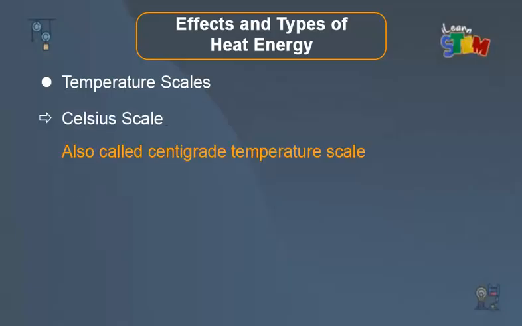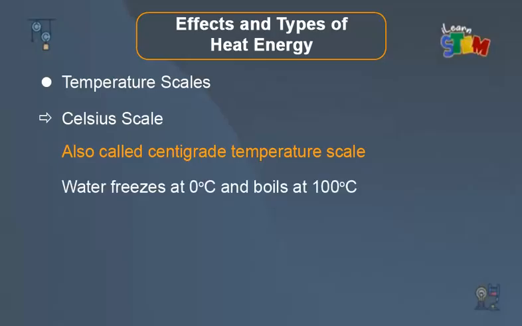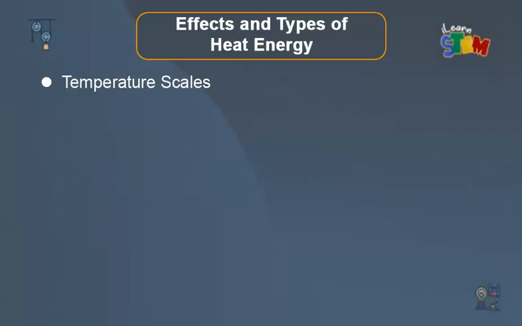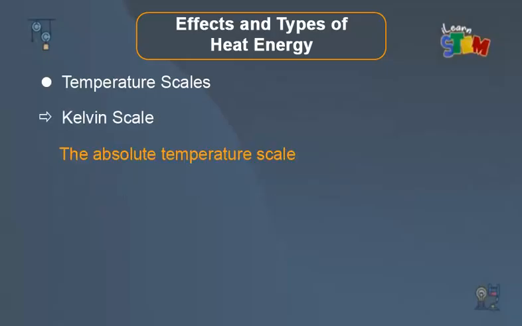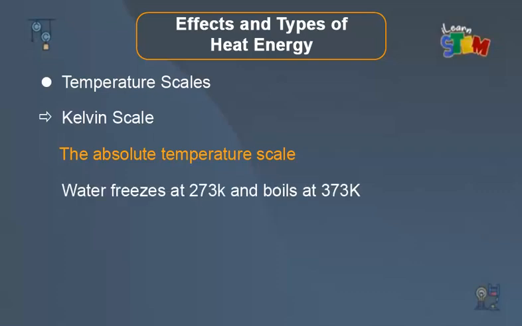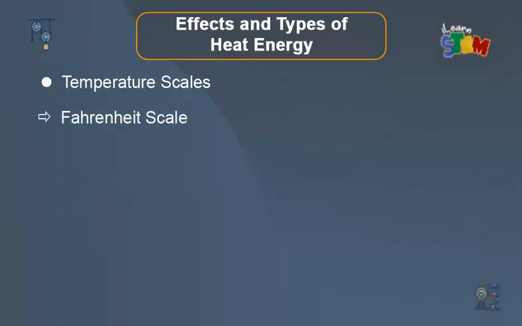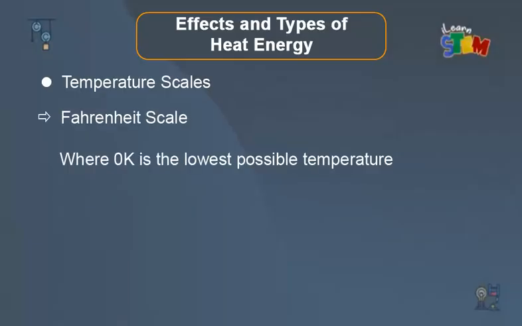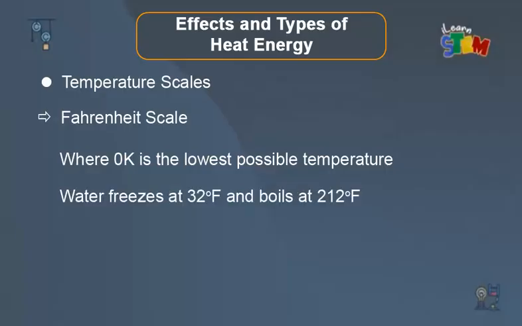Celsius scale, also called centigrade temperature scale. Here, water freezes at 0 degrees Celsius and boils at 100 degrees Celsius. Kelvin, the absolute temperature scale. Here, water freezes at 273 Kelvin and boils at 373 Kelvin. Fahrenheit, where 0 Kelvin is the lowest possible temperature. Water freezes at 32 degrees Fahrenheit and boils at 212 degrees Fahrenheit.